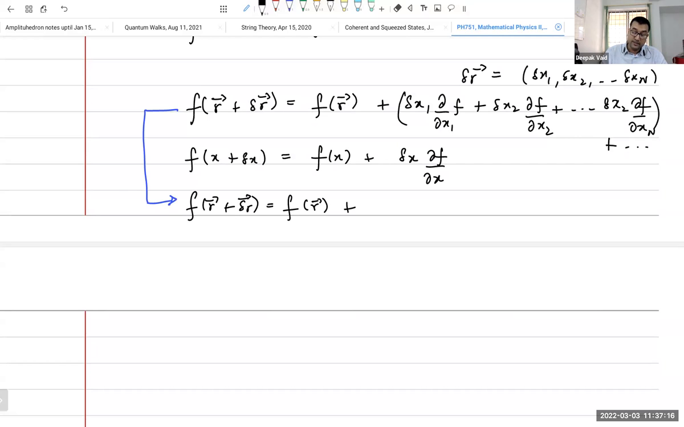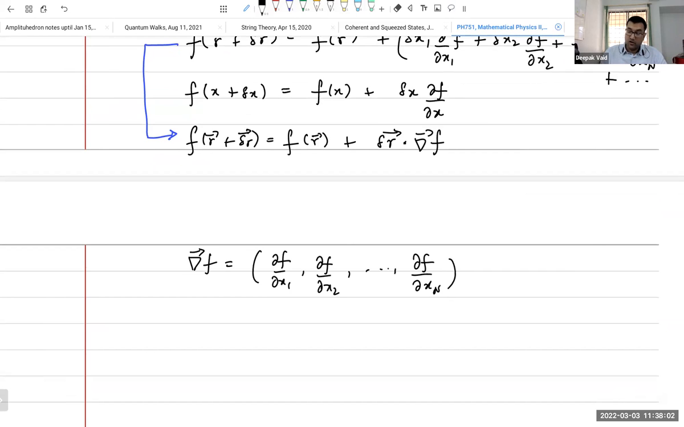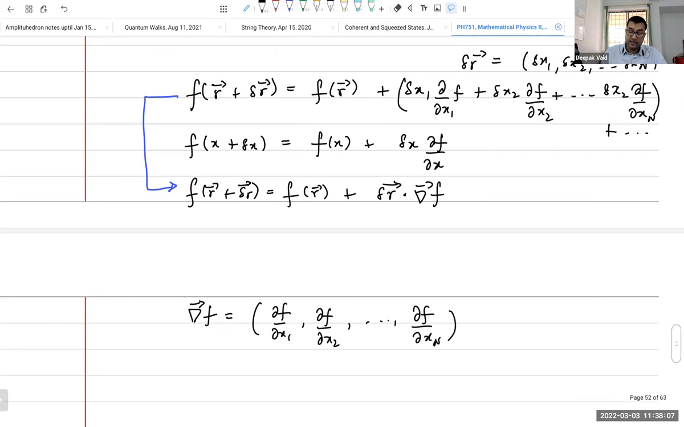So the first term is this, the second term is the vector delta r dotted with the gradient of f. What is the gradient of f? The gradient of f consists of these components: df by dx1, df by dx2, till df by dxn. This is the gradient of f, a vector whose components are these derivatives. So when you take the dot product of this vector with delta r, you'll get exactly this expression. And now again, if you compare this expression with the expression for one variable, you can see the similarity, right?